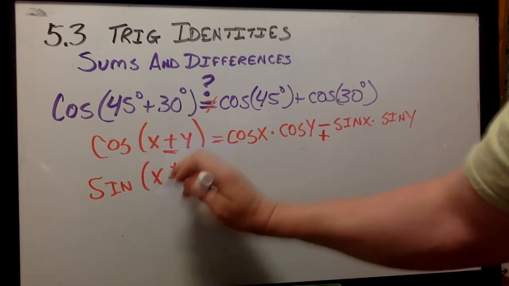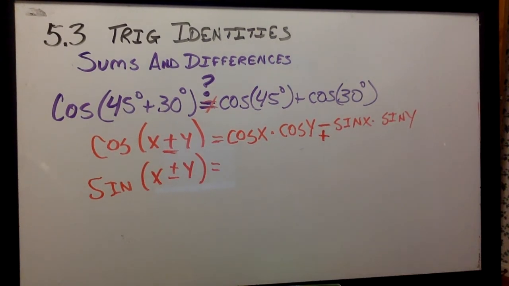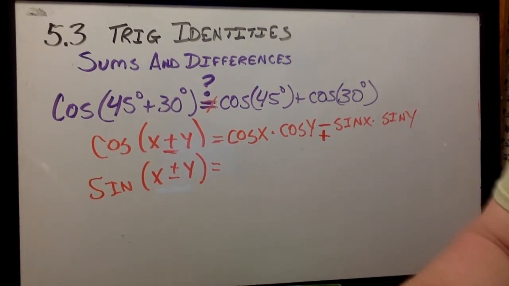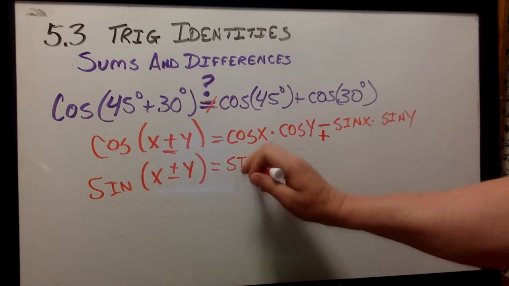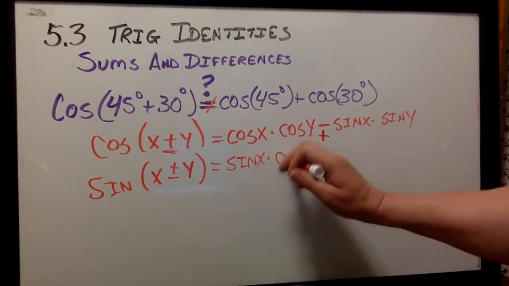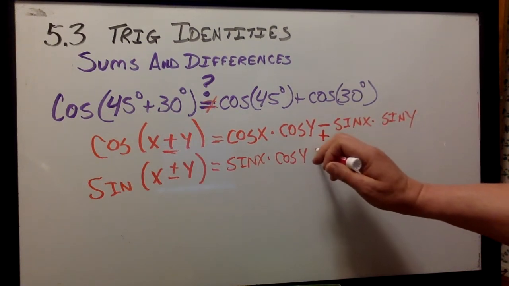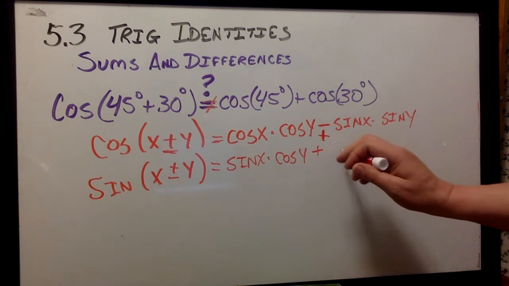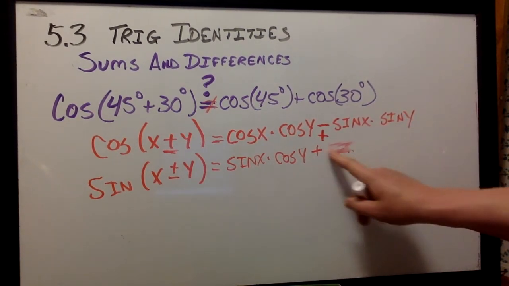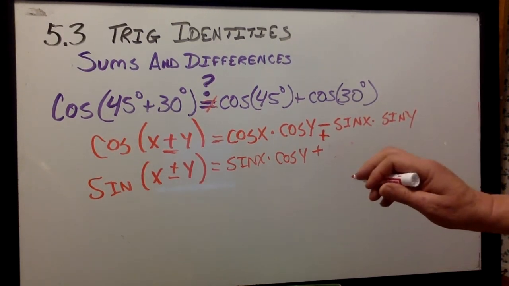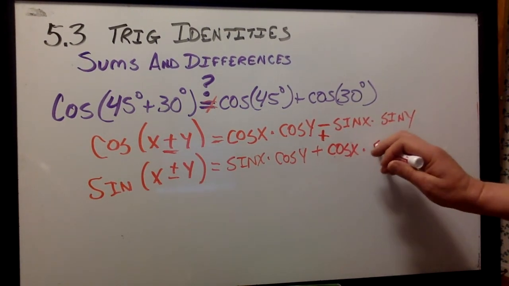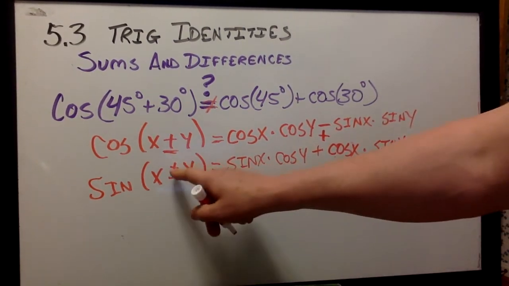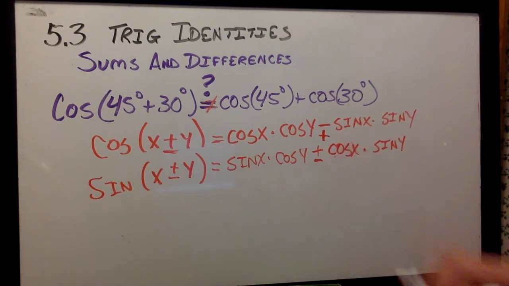So we're going to try this for writing the sine of x plus minus y. What the heck is that? Well, that's on your notes. The plus is the sine of x times the cosine of y. Now this time it's a plus. Plus goes with plus. Then cosine of x times the sine of y. And plus goes with plus, and minus therefore goes with minus.